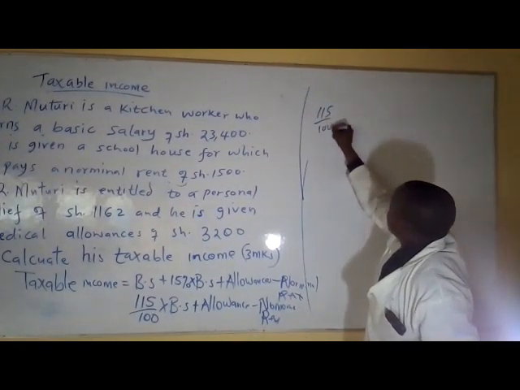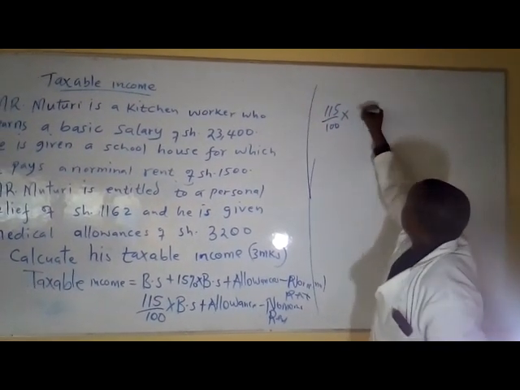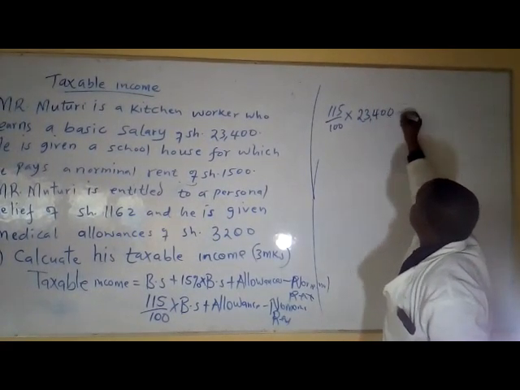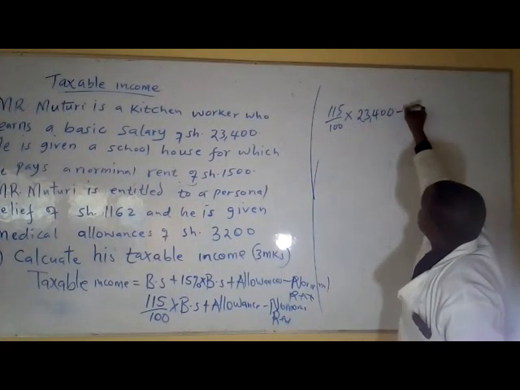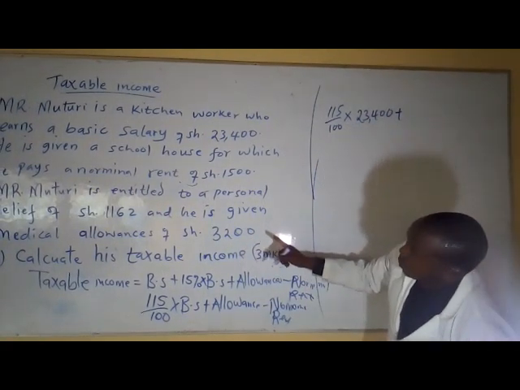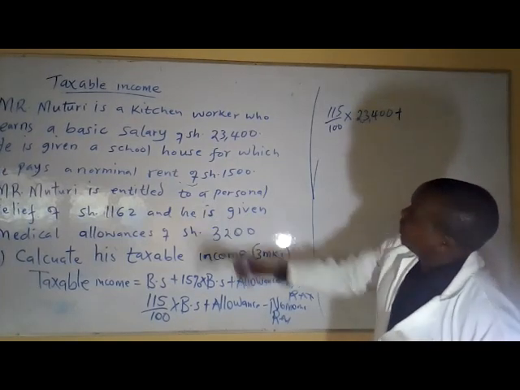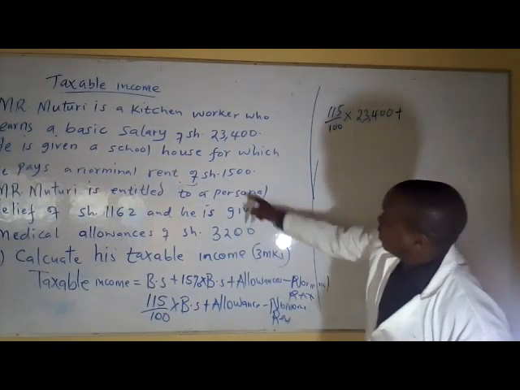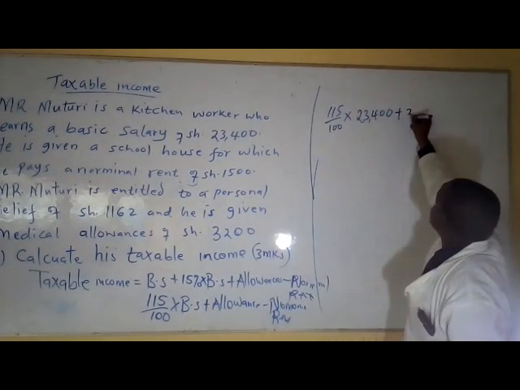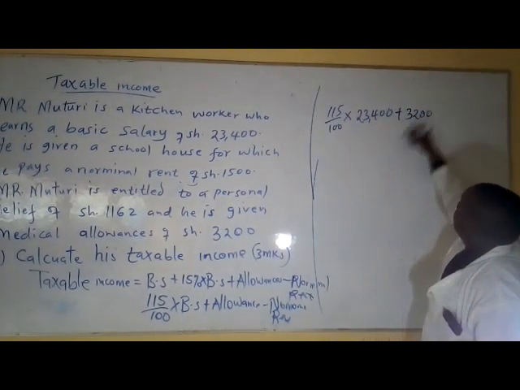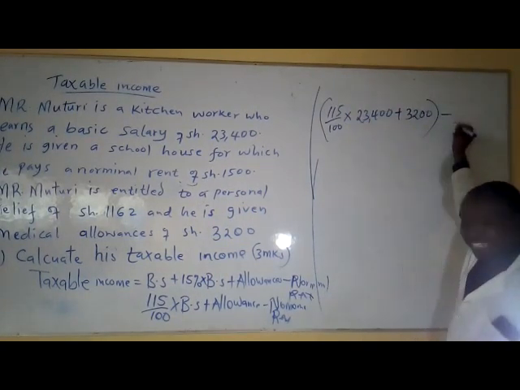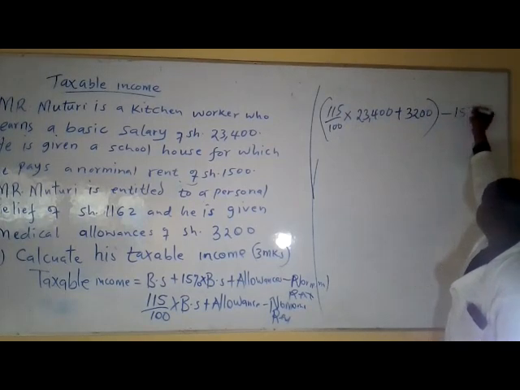115 over 100 times the basic salary, which is 23,400. So that is the basic salary. Then plus allowances. The allowance that this person was given is 3,200. So we add 3,200. After that, whatever we have here, we subtract the nominal rent, which is 1,500.